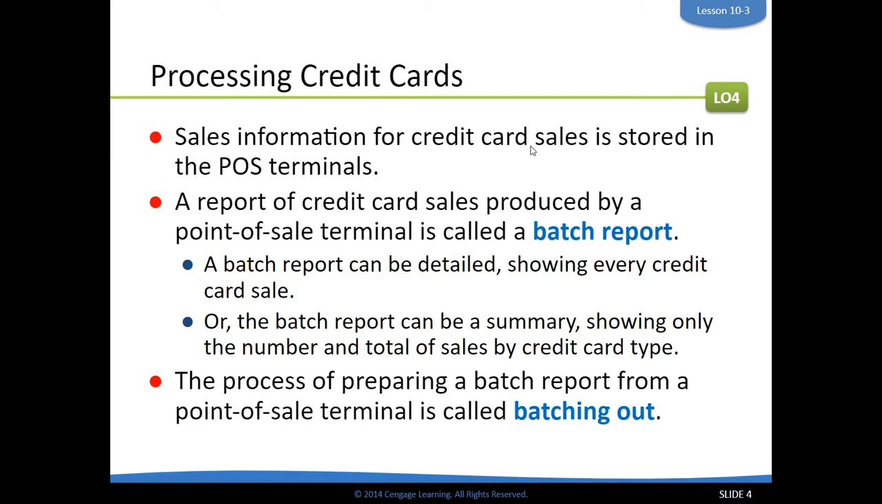So the sales information for credit card sales is going to be stored in the POS terminal, and then a report of credit card sales is going to be produced by the POS terminal, and that is called a batch report. So the batch report can be very detailed, showing every credit card sale, or it can be a summary showing only the number and total of sales by credit card type.